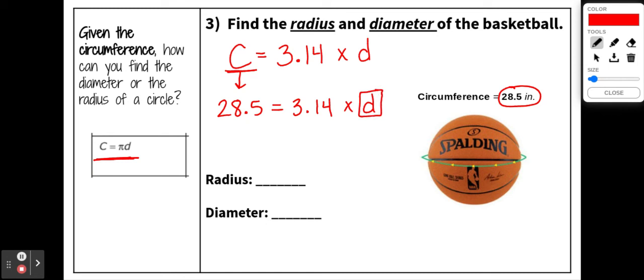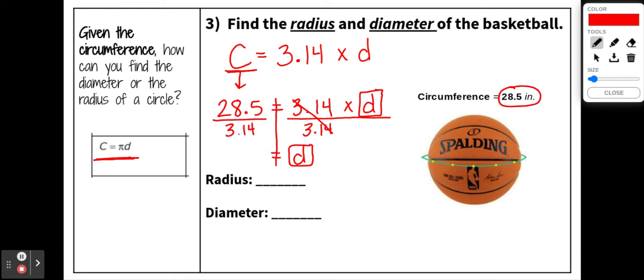So I have to undo it in order to figure out the diameter. Okay, so really, if you think about this, if I draw my line down my equal sign, this is a one-step equation, isn't it? So I'm going to undo this multiplication here with division. I can divide by 3.14. I can divide by pi, and that's going to give me the diameter. Remember, I have to divide both sides by 3.14.